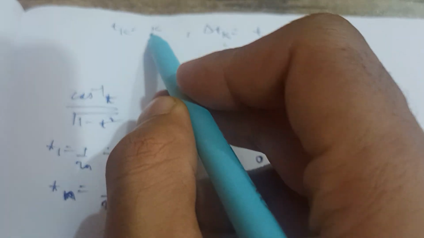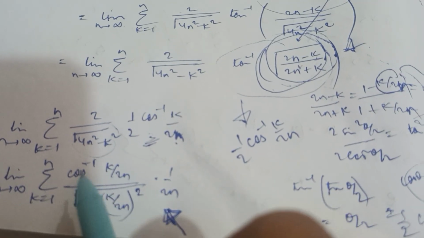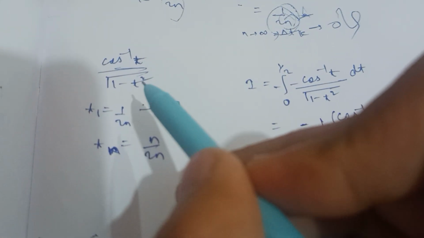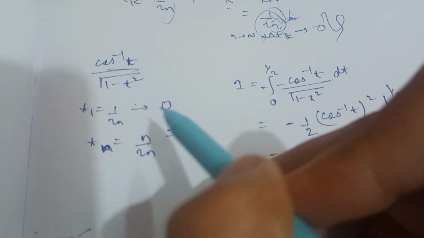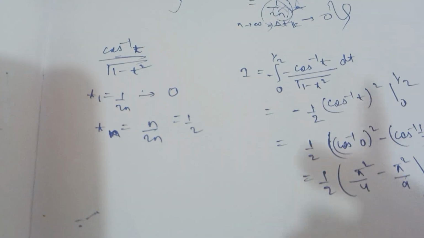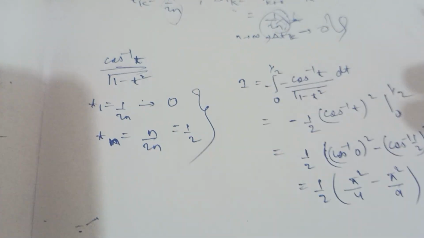So if I write k upon 2n as t, it will become cos inverse t upon under root of 1 minus t square. Simple. Now you can see that for k equals 1, t1 is 0 because n approaches infinity. For tn, n upon 2n, the n cancels out, so it is half. So the limits will be 0 to half. This is the way to find the limits.